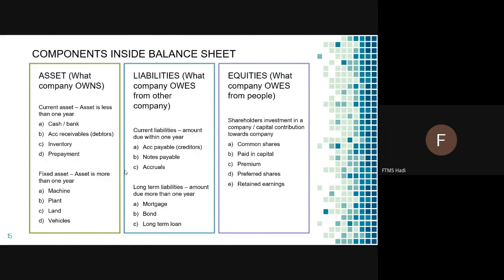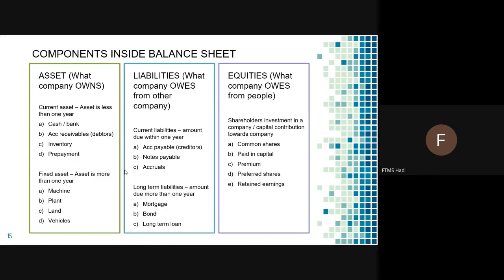Another example is phone utility, especially for those who are using postpaid. Postpaid means that you use first and then the bill will come later. Astro bill, Unifi bill, anything that relates to a bill is also under accruals. So that is expenses that you use and pay later.